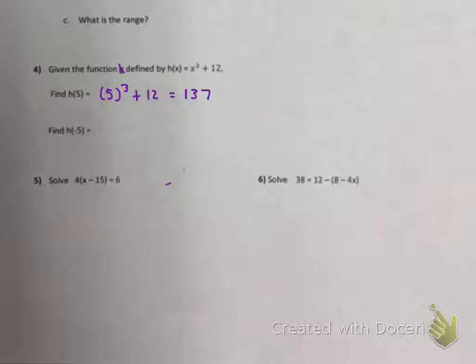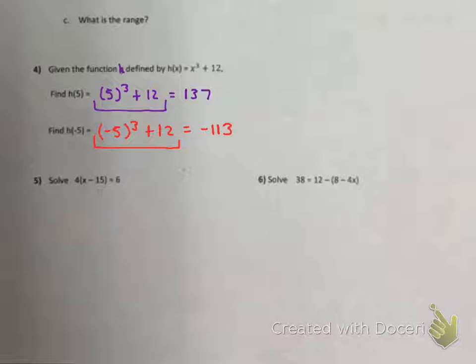Then we do the same thing, but this time with -5. So we've got -5 to the third power plus 12. And in this case, we're going to get a -113. I do recommend putting the values that you're plugging in for your variable in parentheses, so that if you plug this into your calculator, you're less likely to get an error or an incorrect answer.